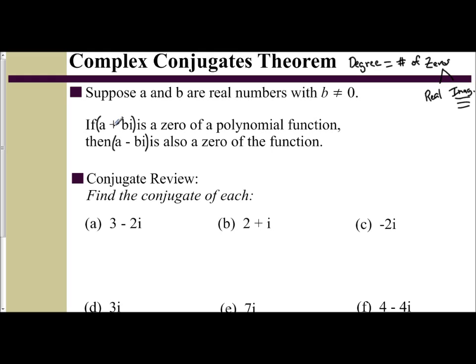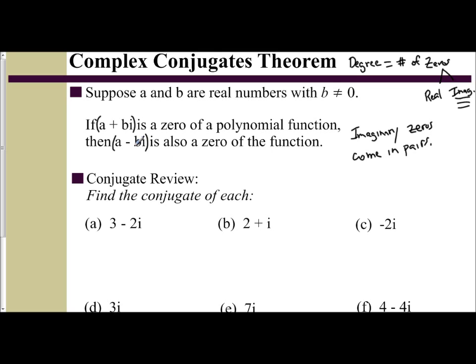And remember, a plus bi and a minus bi, we've learned in previous lessons when we discovered imaginary numbers, are conjugates of each other. So if you have an imaginary zero, its conjugate is another zero. And that tells us that imaginary zeros come in pairs. You have the imaginary zero and its conjugate.